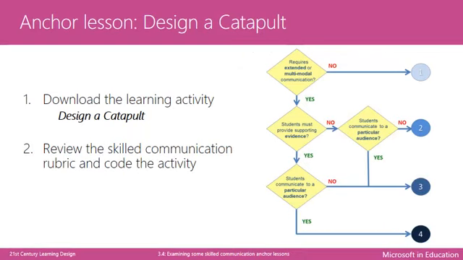Now please download the learning activity entitled Design a Catapult. When you have done this, carefully read it. Then make a decision about the level of skilled communication that you find in this learning activity. In deciding how to code it, you need to be able to point to the evidence you find in order to justify this code. Again, you are asked to remember you are looking for evidence to support the code you are giving this learning activity, not making a judgment or grading the learning activity against what you think should have been done.